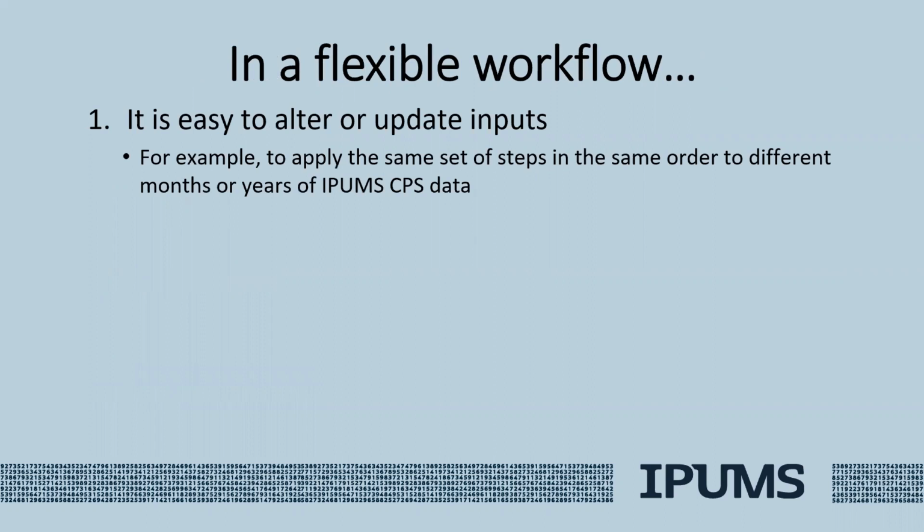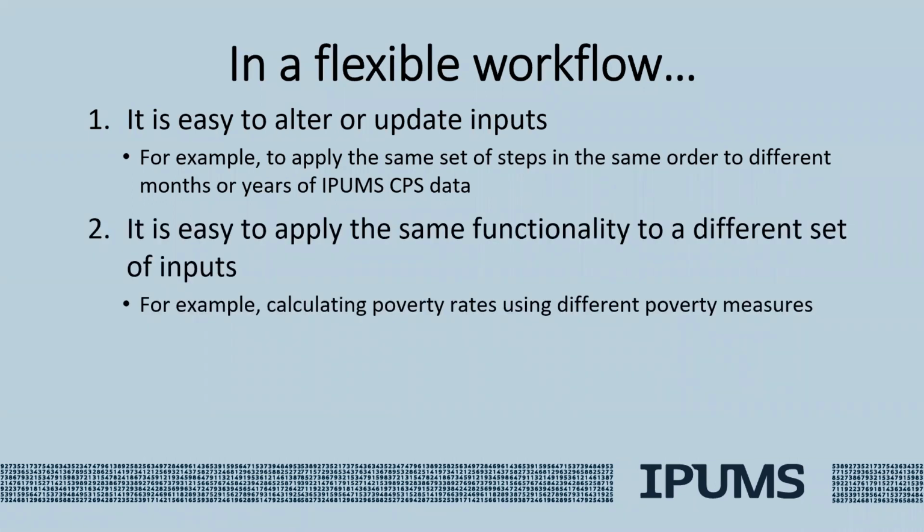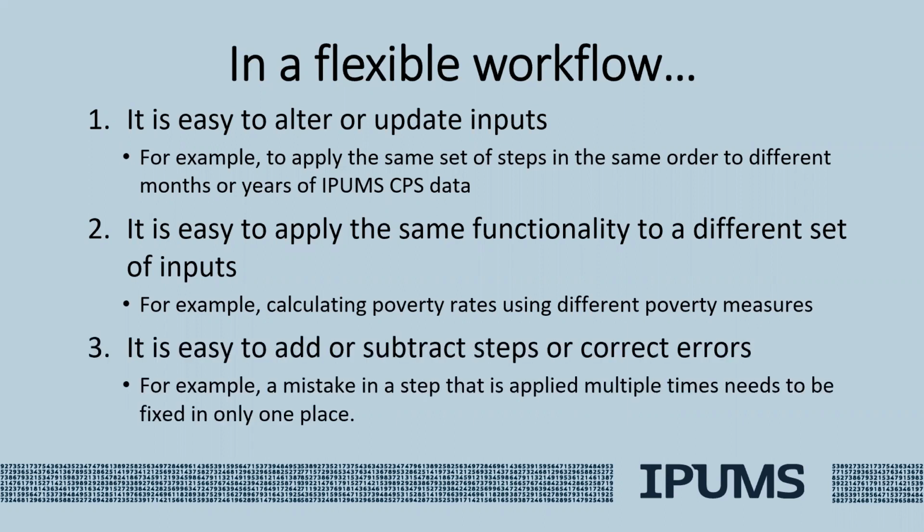A flexible workflow is one in which it is easy to alter or update inputs. So for example, we can apply the same set of steps in the same order to different months or different years of IPUMS CPS data. It is easy to apply the same functionality to a different set of inputs. So for example, we can calculate poverty rates using different poverty measures, as we are going to do in just a minute. And it's easy to add or subtract steps or correct errors. If we make a mistake in a step that is applied multiple times, we only need to make a change in one place for that error to be fixed.